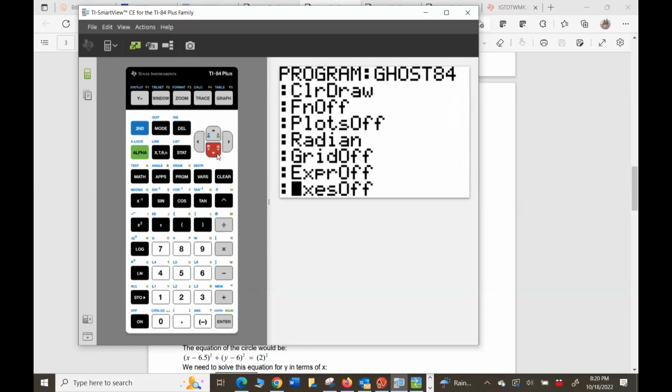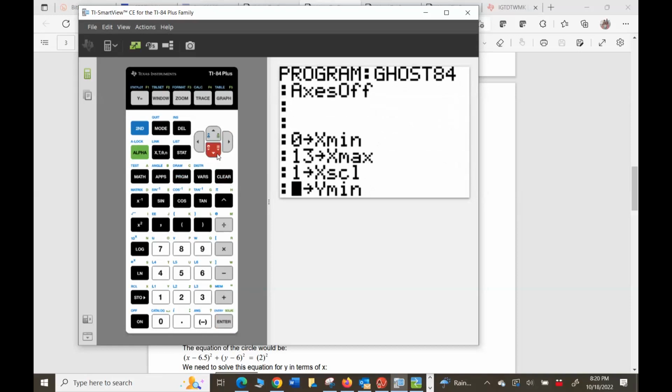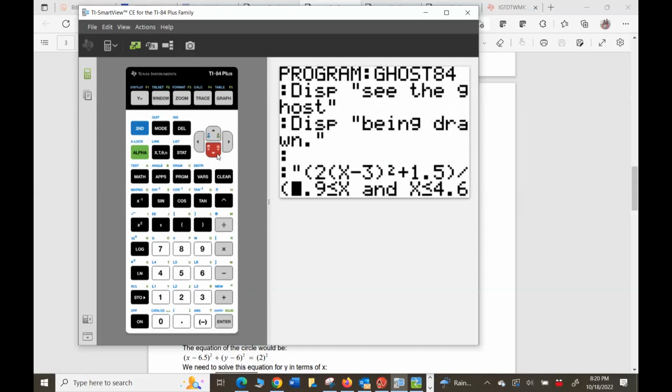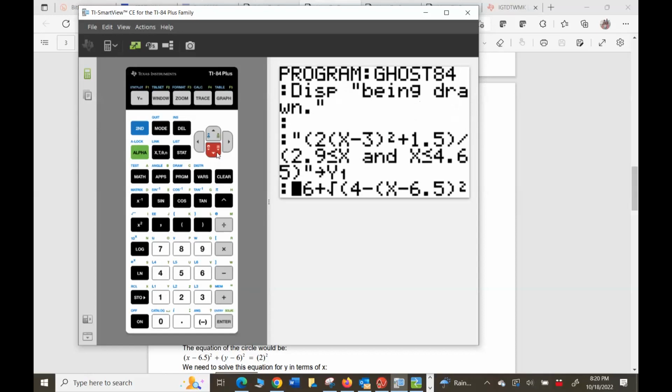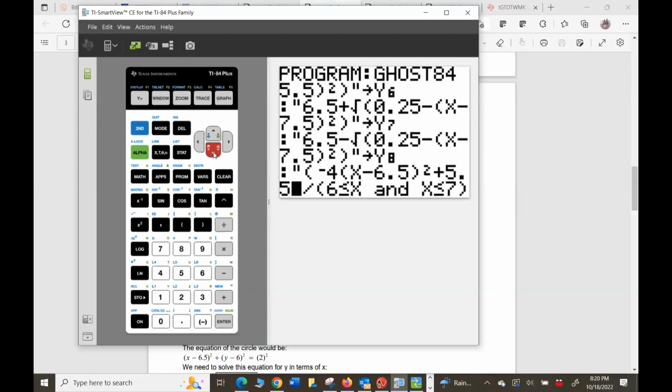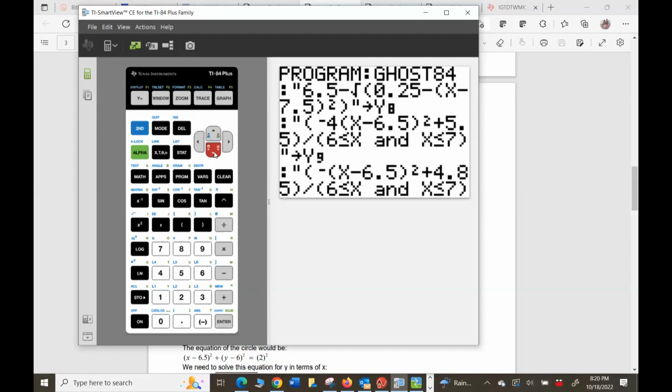And again, you have access to these. Turn the grid off, turn the expression off, and so on. Set the window, display what it's going to do. And then these are just with quotes around them, typing said store these into Y1, into Y2, and so on. And fortunately for me, I only needed 10, and that's all I've got. So there's the program, and you have access to that.